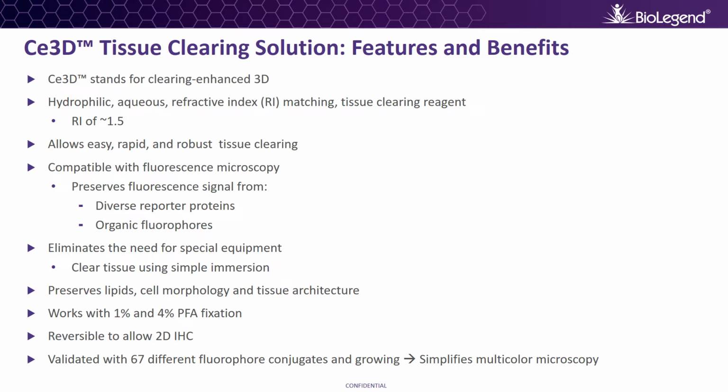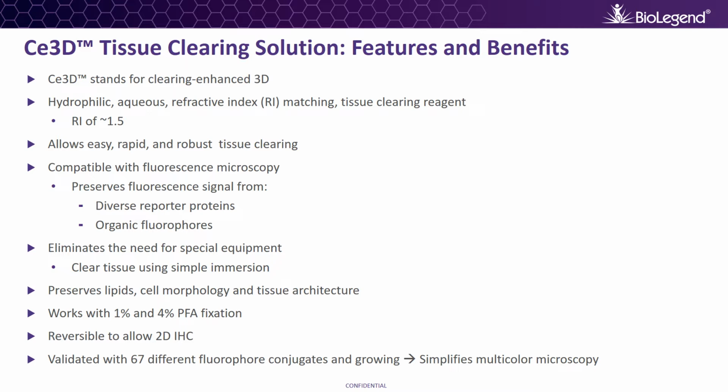Ce3D allows easy, rapid, and robust tissue clearing that is compatible with fluorescence microscopy, meaning that it preserves fluorescence signal from diverse reporter proteins such as GFP and organic fluorophores such as Alexa fluorophores. The Ce3D tissue clearing method works by simple immersion and does not require special equipment. Therefore, it is a simple one-step passive clearing process for rapid tissue clearing.